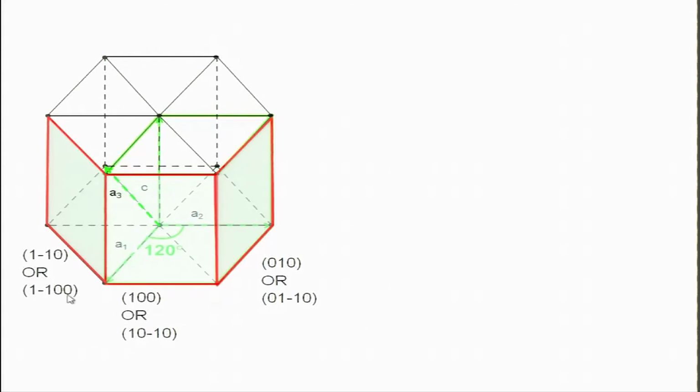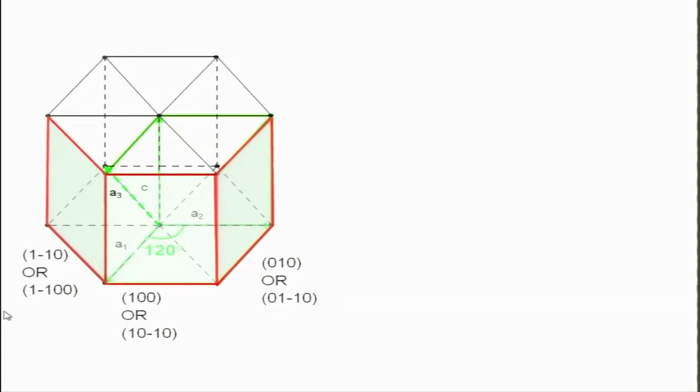It is 1 bar 1 0 0, it is 1 0 bar 1 0, it is 0 1 bar 1 0. So they remain the same family of planes in the 4 coordinate system, and they look as if they are the same. They are the same family of planes, but in the 3 coordinate system you end up having indices which look different, which feels different in a hexagonal system, and that is why, to make it easier to understand, the 4-axis system is invented.